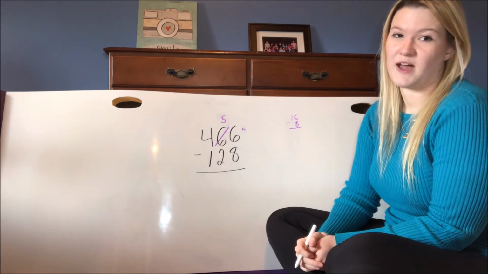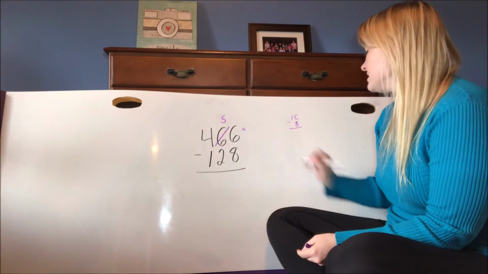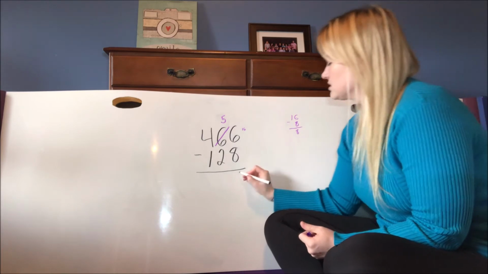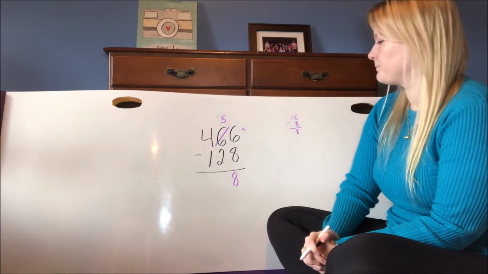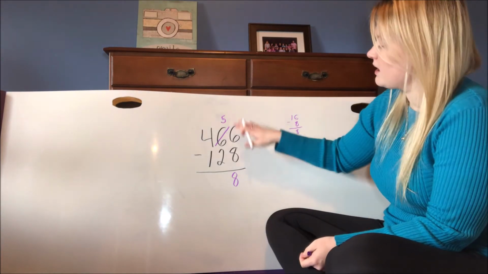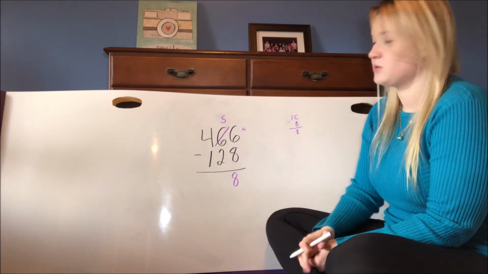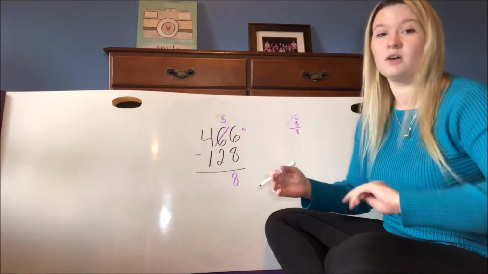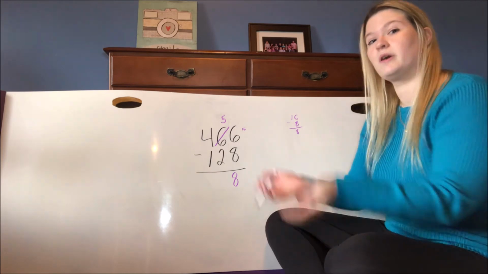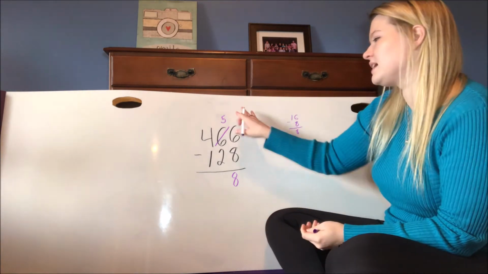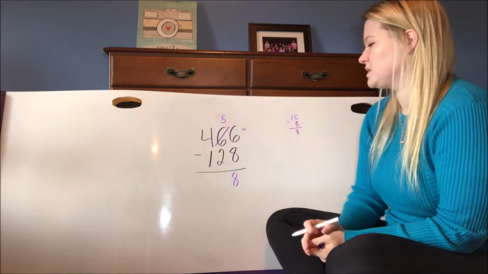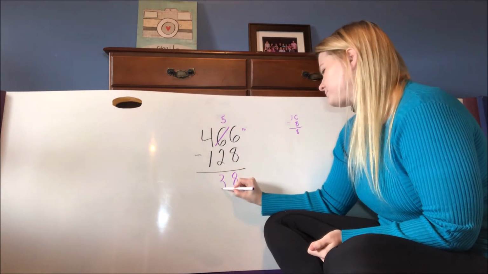I know through my doubles facts that 8 plus 8 is 16, so my answer here is 8. So I put an 8 in my ones column. Now I have to move to my tens column. Now originally it had 6 take away 2, but I know that because I had to steal one of those tens rods and break it apart and bring it into the ones column, now I only have 5. So I've got 5 take away 2, which I know is 3.